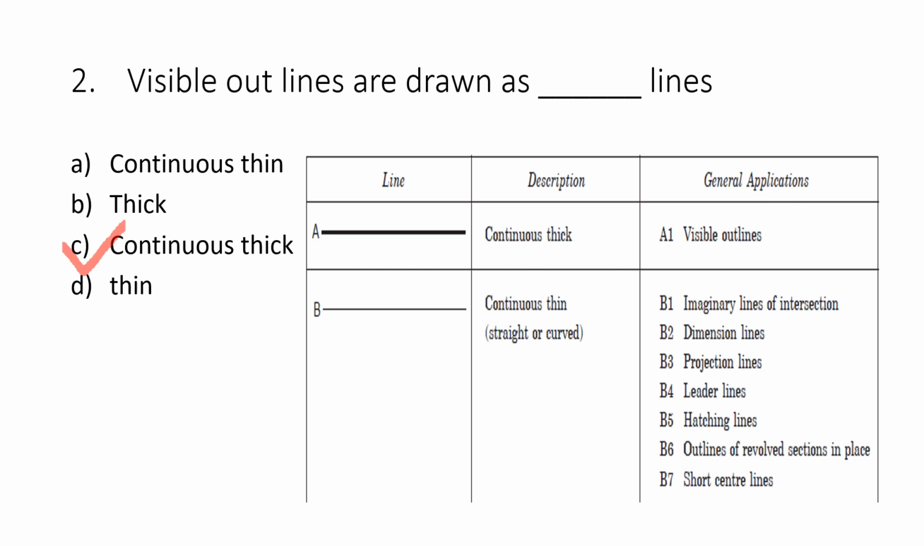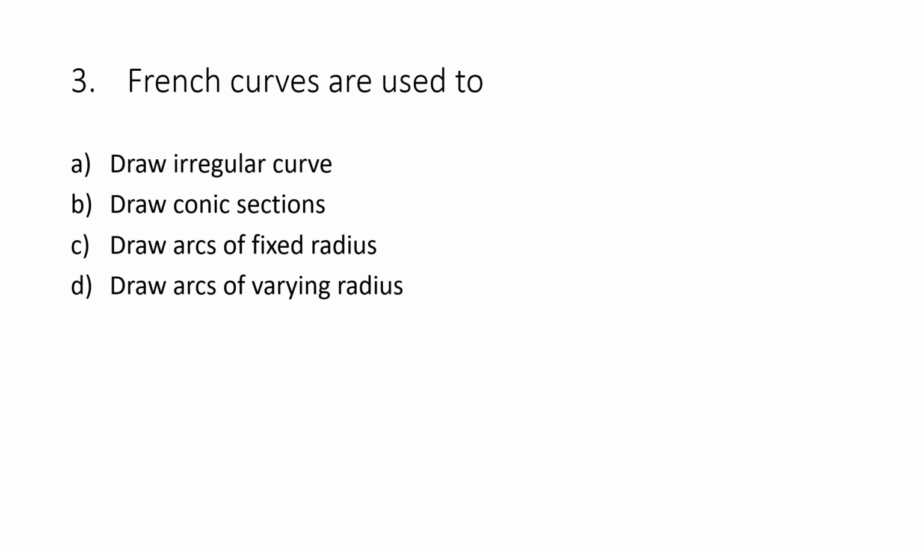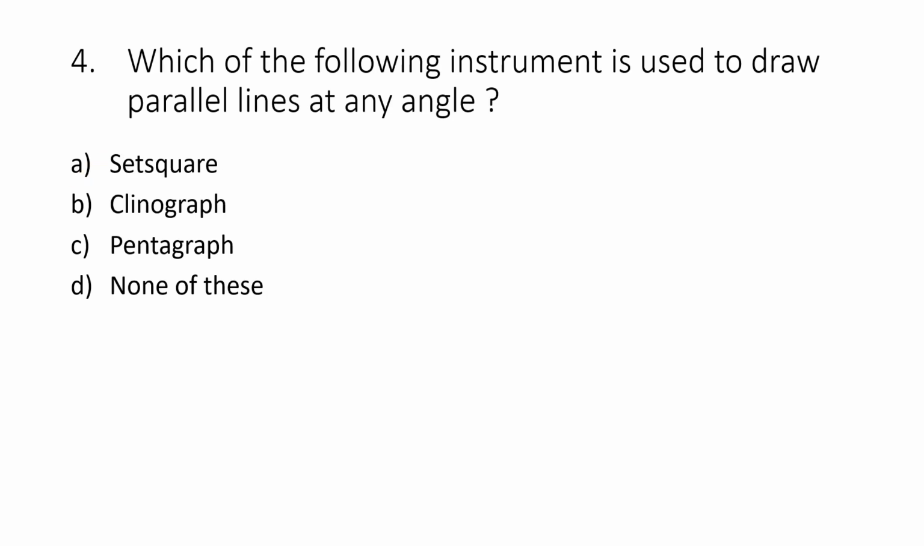Let's move to the third question. Trench curve are used to. Option A, draw irregular curve. B, draw conic sections. C, draw arcs of fixed radius. D, draw arcs of varying radius. Our answer is A, draw irregular curves.